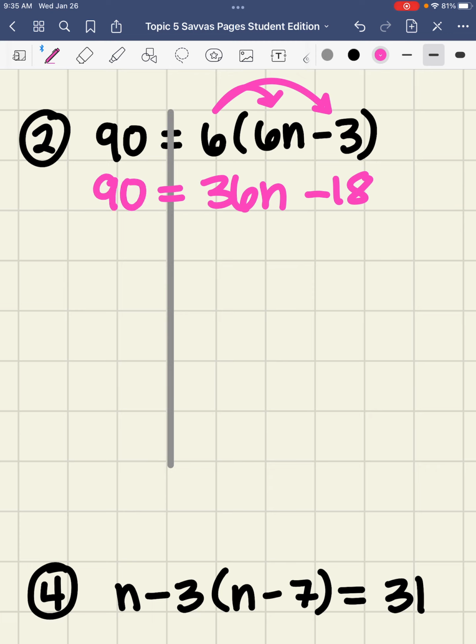Now, this is a regular two-step equation that you do know how to solve. So to solve, we're going to add 18 to both sides. We're using our inverse operations, remember? So my 18s cancel out.